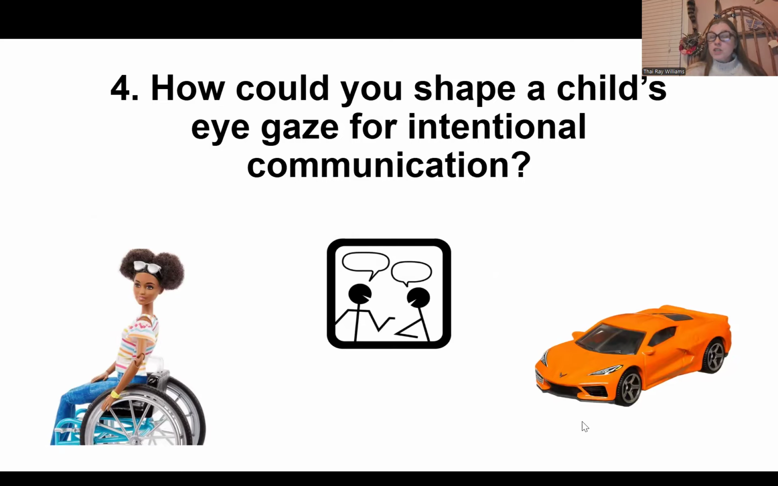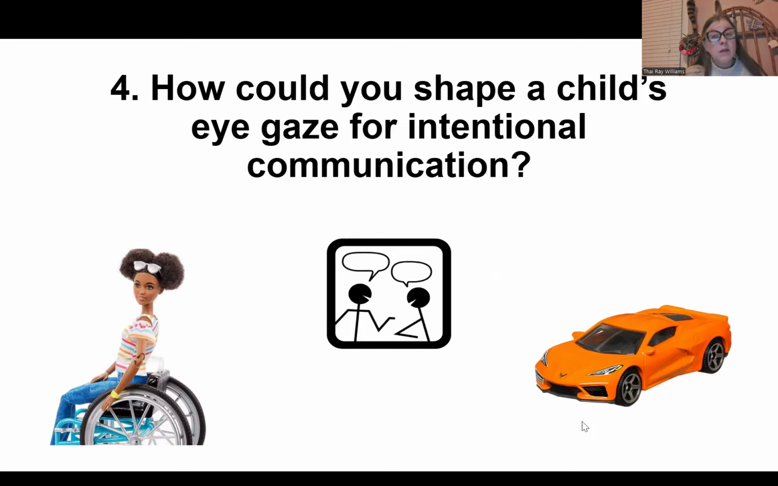So, how do we shape a child's eye gaze for intentional communication? So, this is going to be number 4 in your participation document. And this is what I want you to think about. This is a student. The student really, really, really loves the Barbie. That is what the student wants. The student prefers the Barbie. We've done a preference assessment.